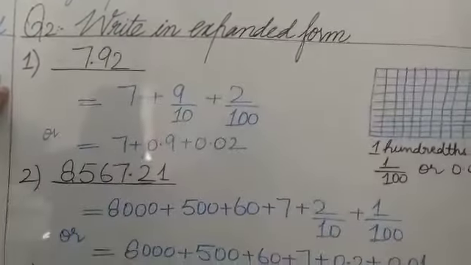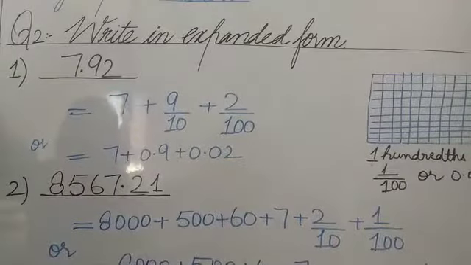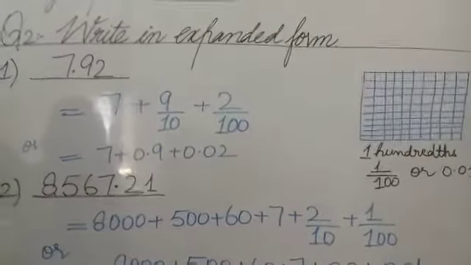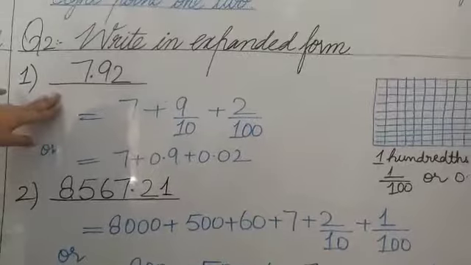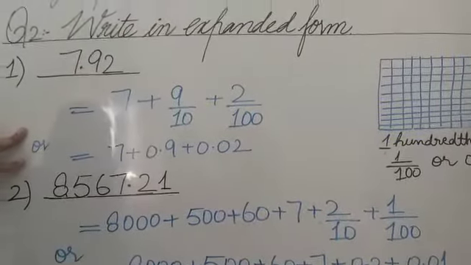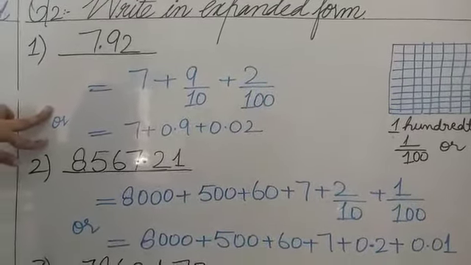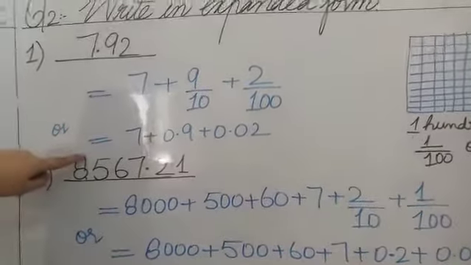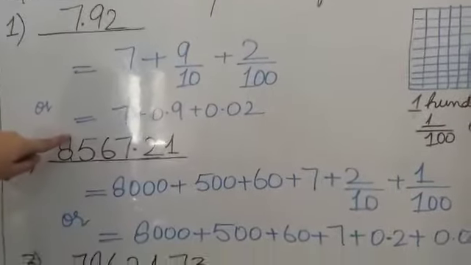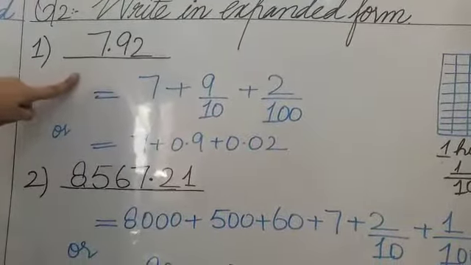So question number 2, write in expanded form. अब आपके पास क्वेश्चन 2 डिफरेंट हो गया है कि आपने इसको एक्सपेंडेड फॉर्म में राइट करना है. 7.92, this is the one part. जब आप एक्सपेंडेड फॉर्म में राइट करेंगे इसमें 2 वेज होते हैं. फर्स्ट वे आप इसको फ्रैक्शन की फॉर्म में भी राइट कर सकते हैं, सेकंड वे आप इसको डेसिमल की फॉर्म में भी राइट कर सकते हैं. See the part number 1, 7.92.